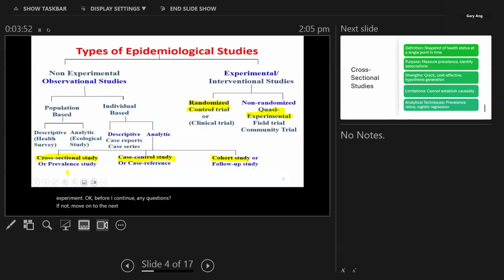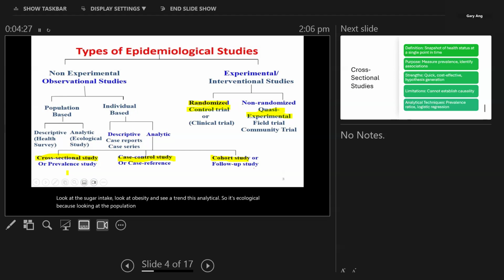I think this is a good slide to compare. So there are two types: observational, experimental, interventional. Okay, so observational, you can have population or individual based. We're not going to cover everything today. So for population based, it can be a descriptive study for the population. It can be analytical study. For example, you can look at a population of Singaporeans, look at the sugar intake, look at obesity, and you see a trend. This is analytical. So it's ecological because looking at the population.